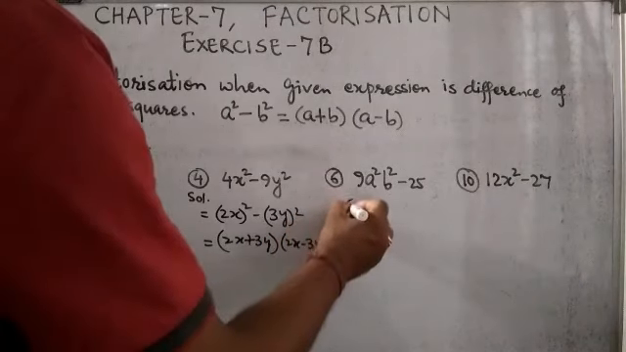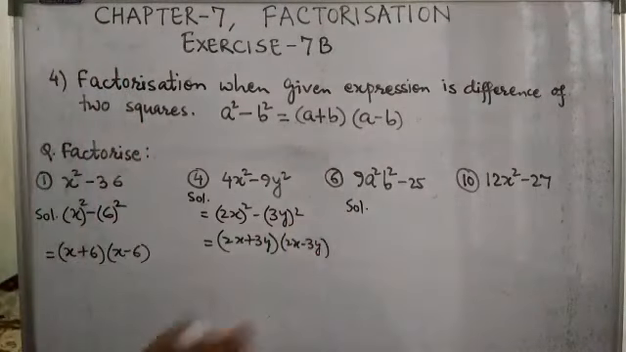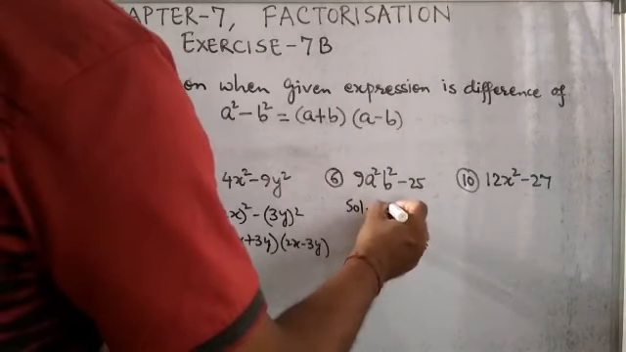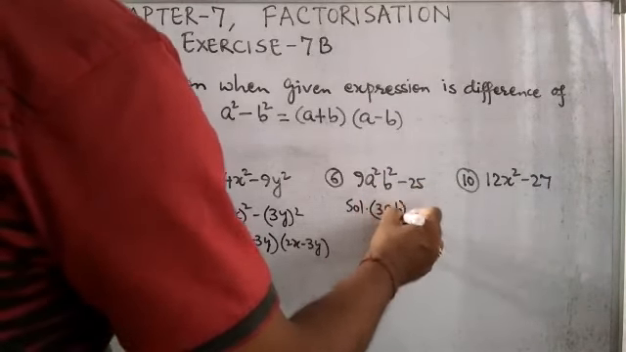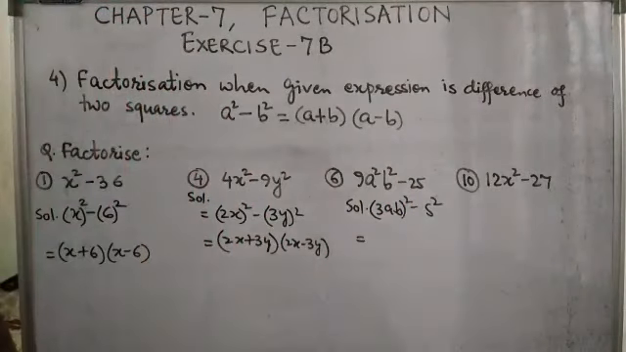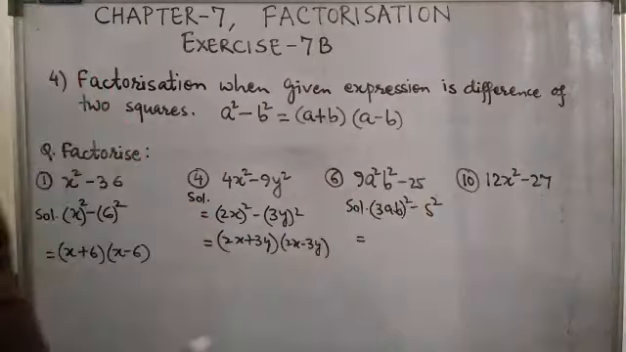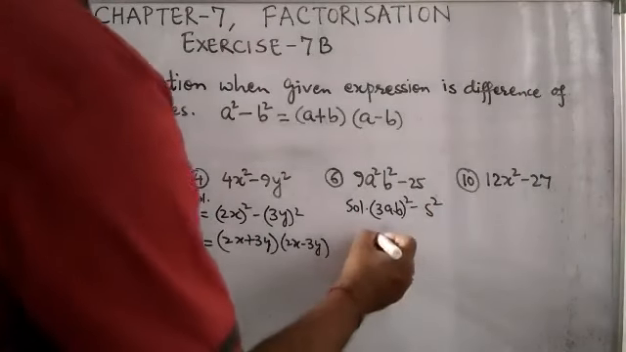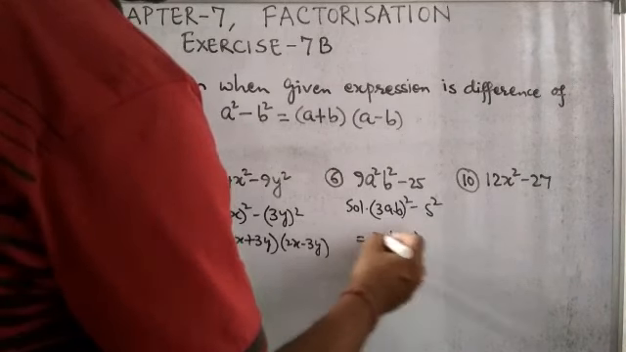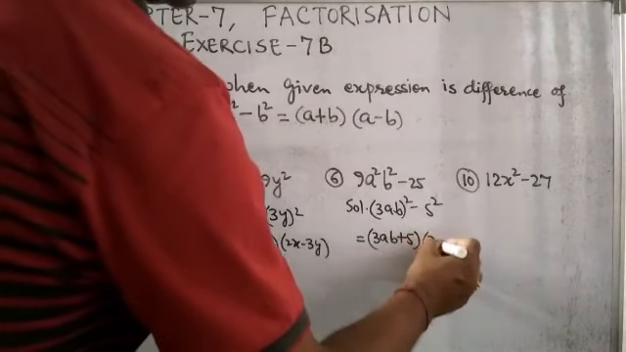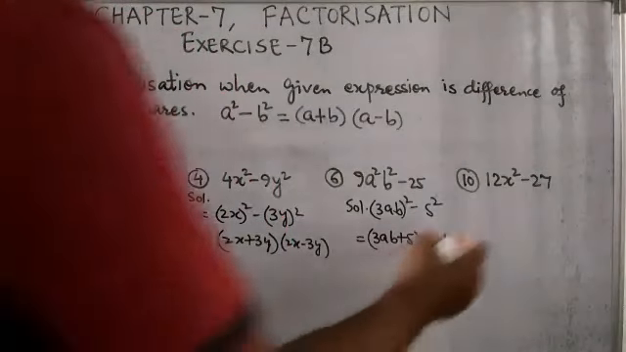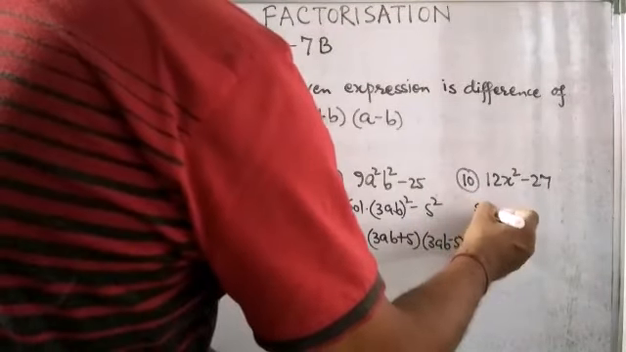Now in the next question, question number 6, 9a square b square minus 25, we can write 3ab whole square minus square of 5, so that here it becomes a difference of two expressions, that can be written as 3ab plus 5, 3ab minus 5.